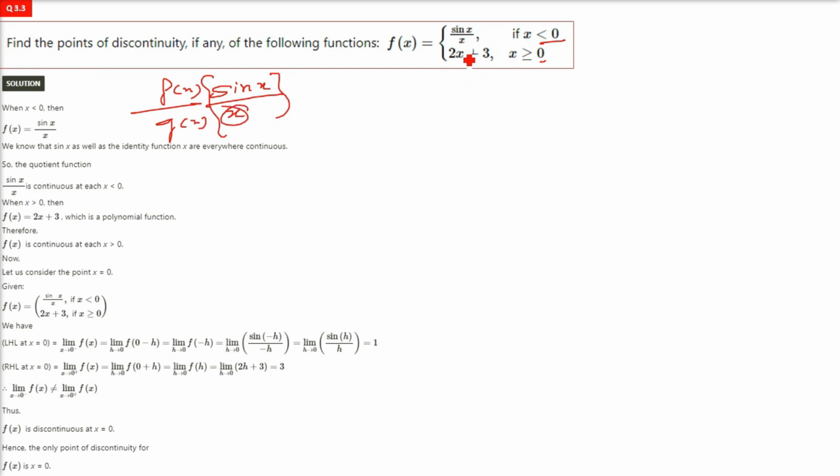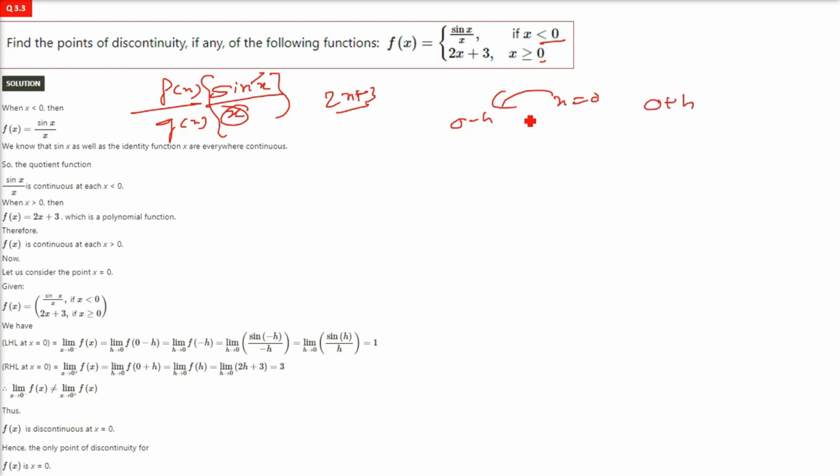When you divide them, then also they are continuous. 2x plus 3 is a straight line, a first order polynomial. So this is also continuous. So this discussion you can write here. This is the first thing you have to write in solving this type of questions. Then the second step is to find out the actual continuity or discontinuity at x equals 0.